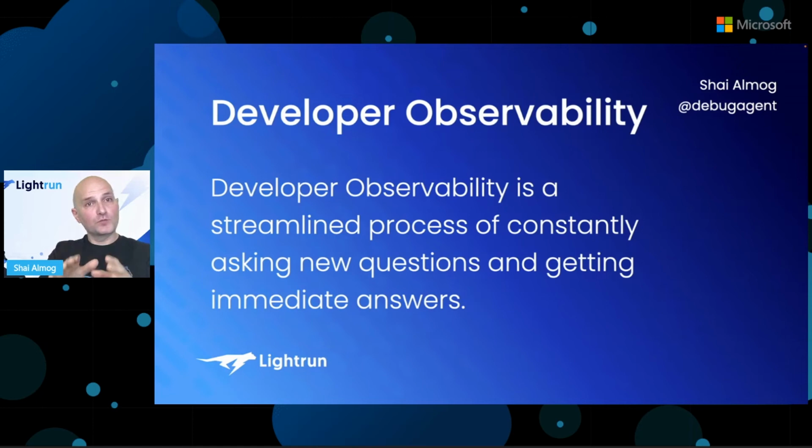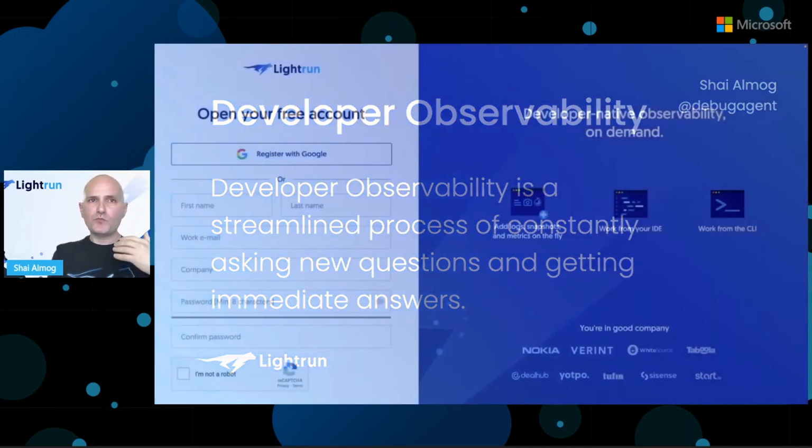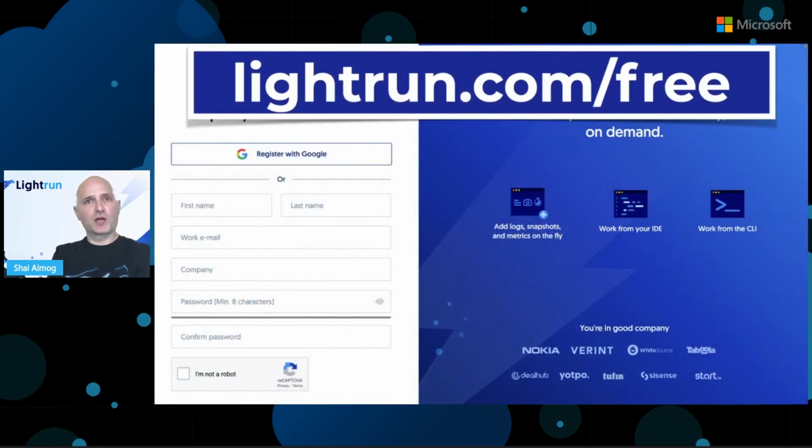So how does that work in practice? In practice, we add an agent to every pod. This lets us debug the source code directly from the IDE, almost like debugging a local project. To start, we need to sign up for a free Lightrun account at lightrun.com/free. Notice that Lightrun has a very generous free tier you can use to experiment with the product.